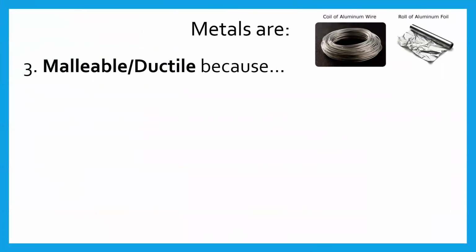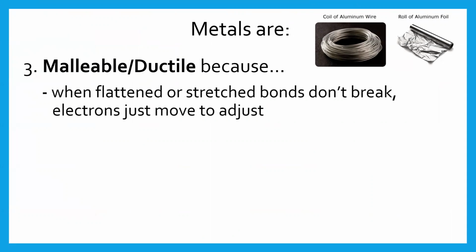Also, we know that metals are malleable and ductile. Remember that malleable means you can flatten it into a thin sheet without breaking, and ductile means you can stretch it into a thin wire without breaking. Once again, it has to do with how the bonds occur. When you flatten or stretch out a metal, bonds do not break. That's when you get breaking of the substance occurring, because bonds are breaking apart. That doesn't happen with metals. Instead, the electrons just move to adjust to the new shape.